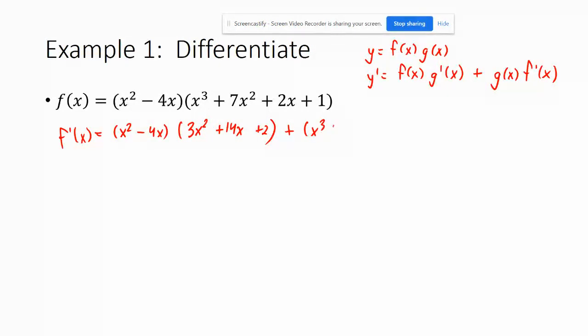So (x cubed + 7x squared + 2x + 1) times first prime is 2x minus 4. Okay. Now, guys, this is where we're going to stop this question. This is definitely not simplified. You'd have to expand everything out and then collect all your like terms. It'd be a lot of work, okay? But we're not going to do that for this question, guys. The purpose is to learn the product rule, so we're going to stop here and move on to the next one.